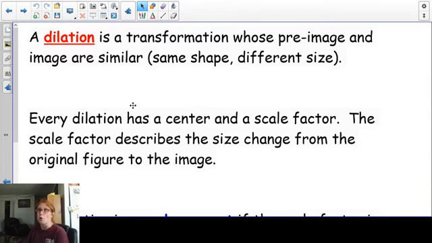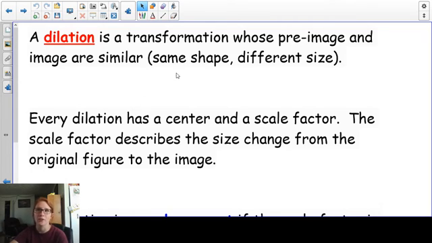So first things first, what is a dilation? A dilation is a transformation, which is something that's been changed. So we are going to physically change whatever we're working with, whose pre-image and image are similar. A pre-image is the shape that you're given in the beginning to work with, and then your image is what it's been changed to. So pre-image is before, image is after.